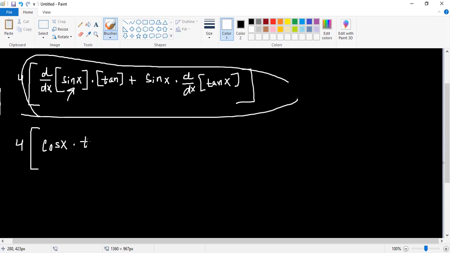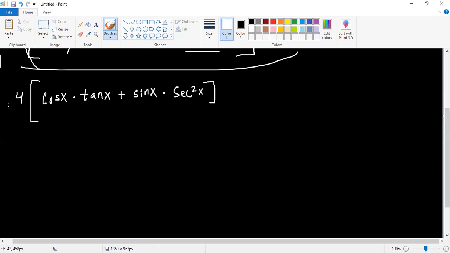And that would be multiplied to tangent of x, okay? And that would, of course, be added to sine of x, multiplied to the derivative of tangent, and the derivative of tangent is secant squared x. Okay, so this is essentially the same thing as saying 4 multiplied to cosine of x times tangent of x plus sine of x times secant of x, secant squared x rather.